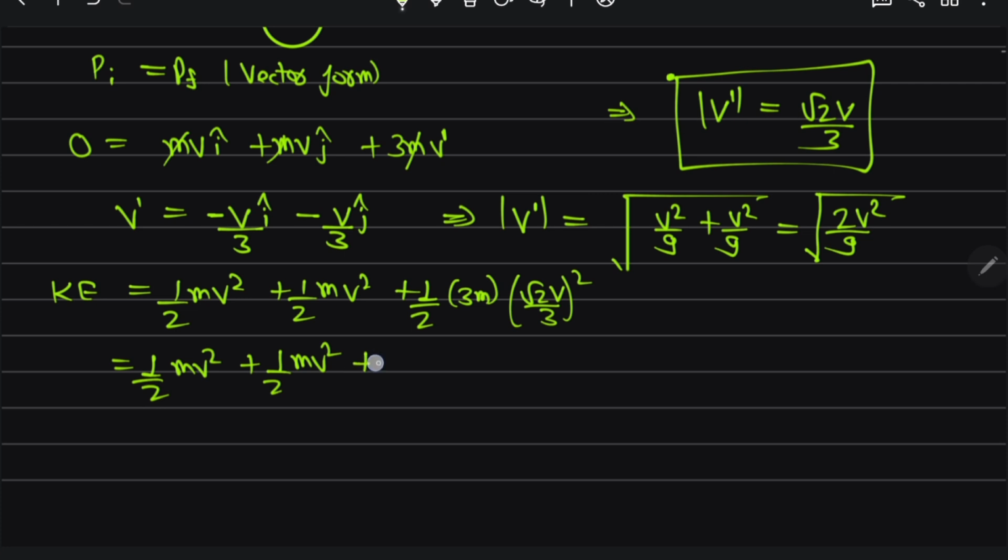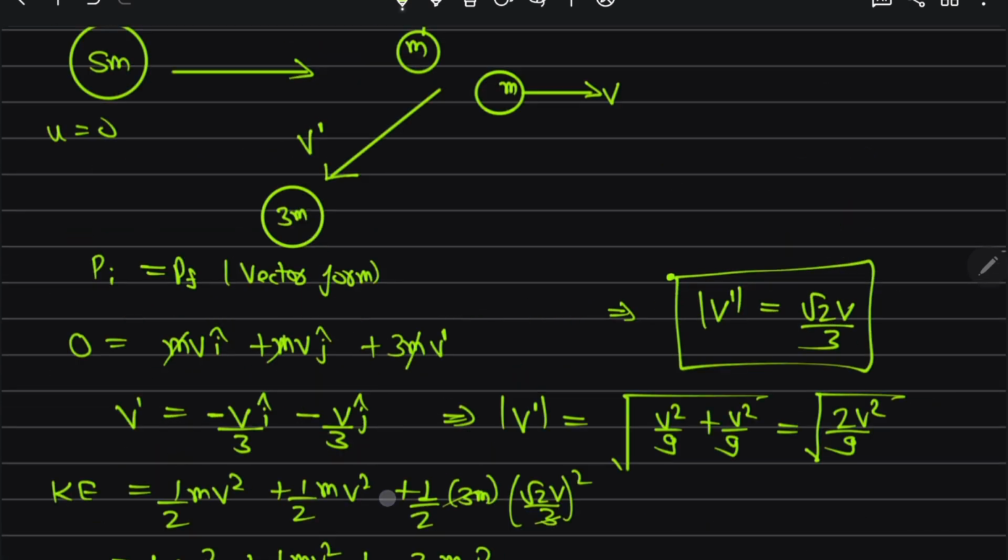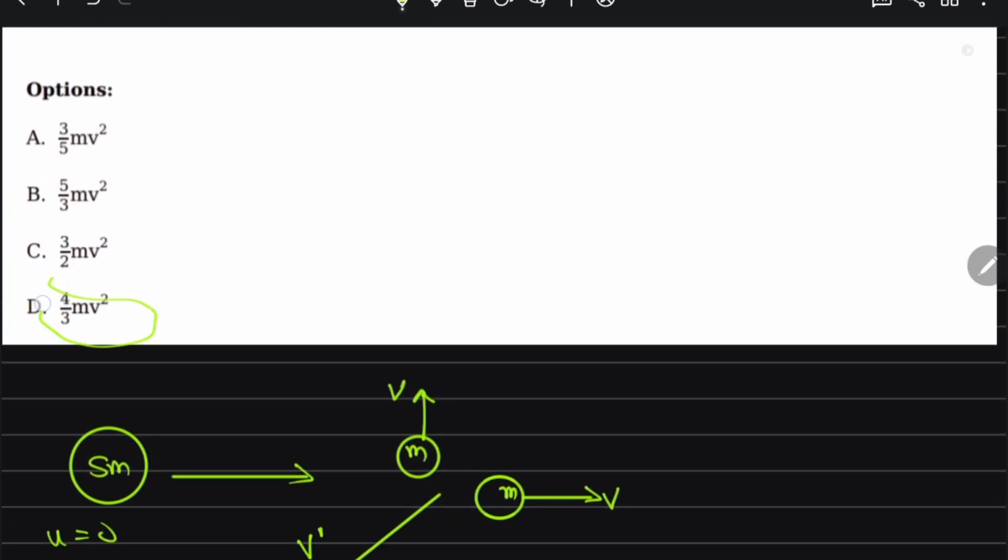If I do this, the 3 and 3 cancel, so this is 1 by 2 m v square and this is 2m v square by 6. If I take the LCM, 6, this is 6m v square plus 2m v square, that comes out to be 8 m v square by 6. So the kinetic energy comes out to be 4 by 3 m v square. So which option is matching? Option D is correct.